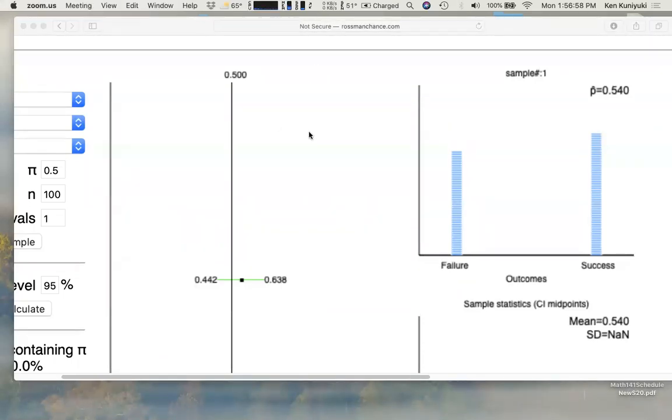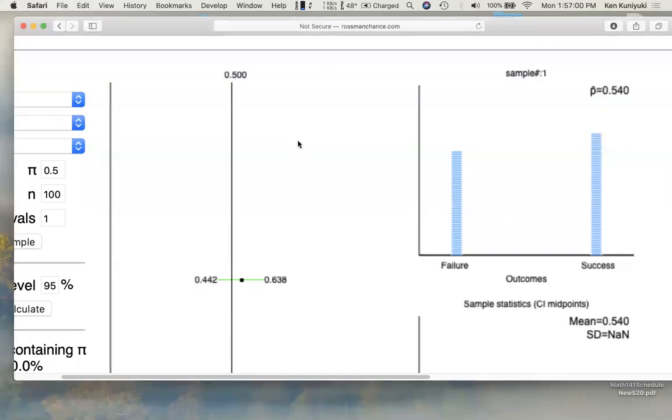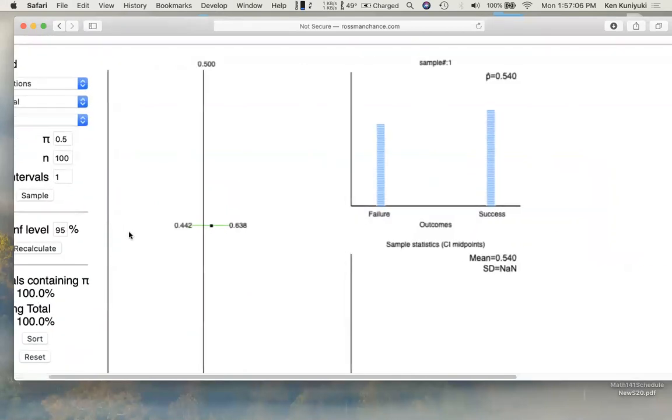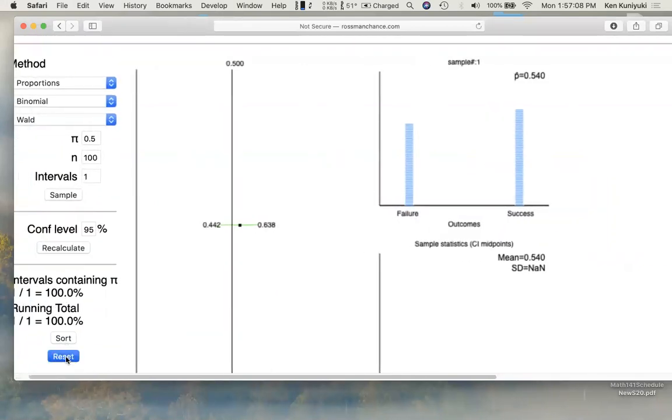But now, what if we try out some other intervals? Let's play around with this applet. Okay, let's try it again. Let's reset this. Let's try it again. Sample. This time we get 46% heads. Here's our CI from 0.362 to 0.558. Again, it contains the 0.5. So it, in fact, turns out to be a good confidence interval.